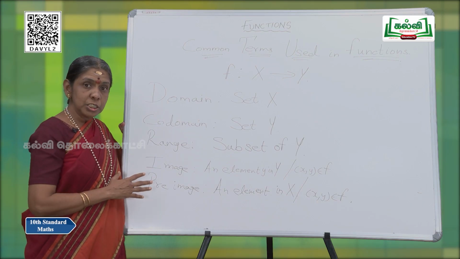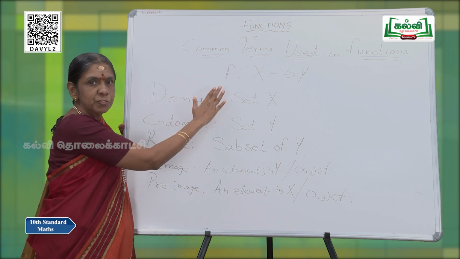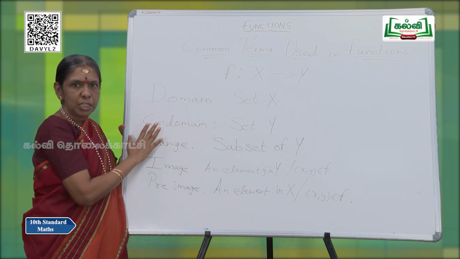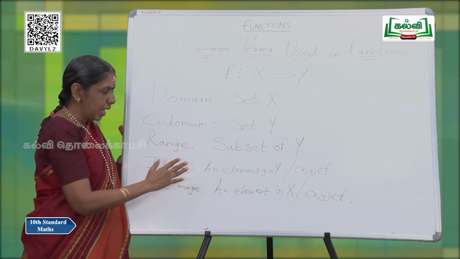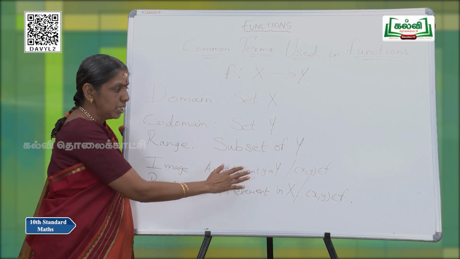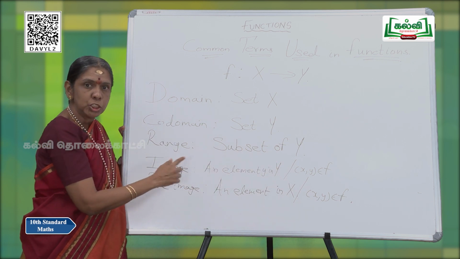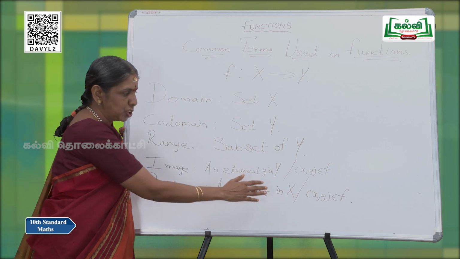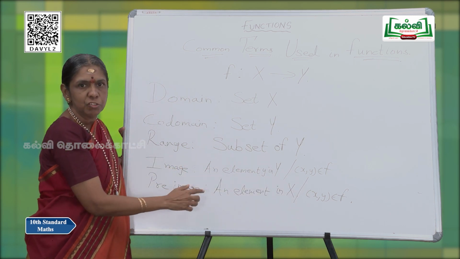So, what are the concepts you have learnt in functions? Suppose f is a function from X to Y, then domain is the set X, codomain is the set Y and range is a subset of Y. Image is an element in Y such that (x, y) belongs to f and y is called the image of x, and pre-image is an element in X such that (x, y) belongs to f. So, x is called the pre-image of y.